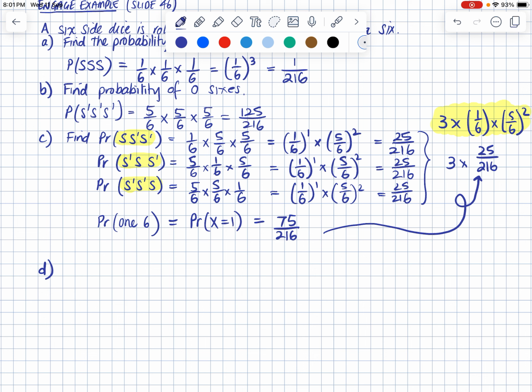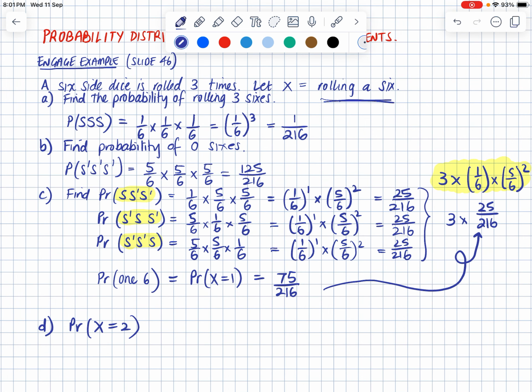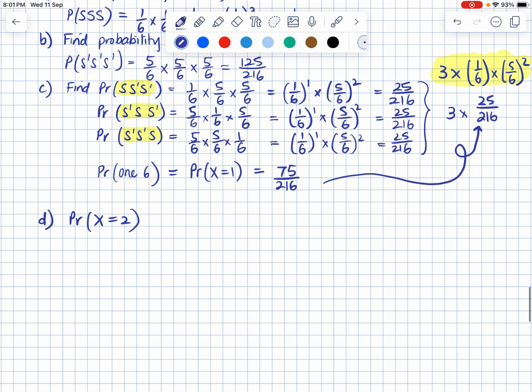All right, last part of this question, find the probability of rolling 2 6s. So same deal again. Oops, I don't know why I put an F there. Brain's a bit done, it's late in the evening. So probability of getting 2 6s. So we want x to be equal to 2 because x was rolling a 6. So we want 2 6s.